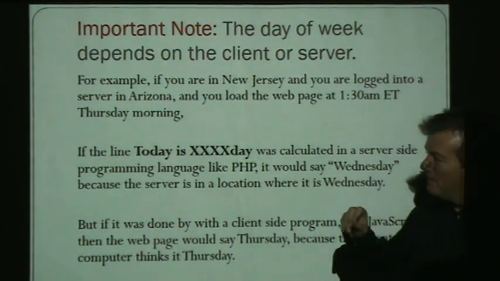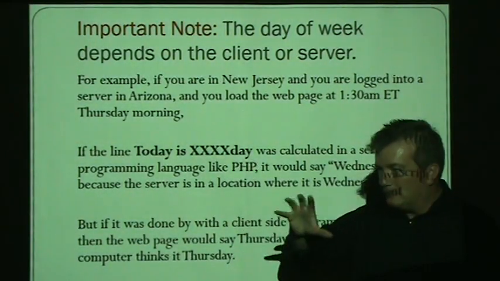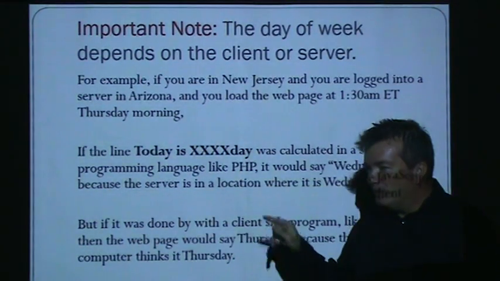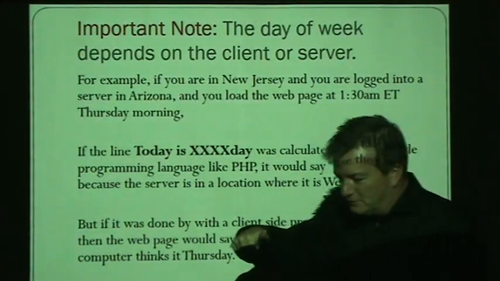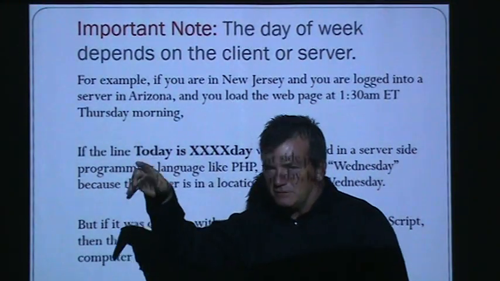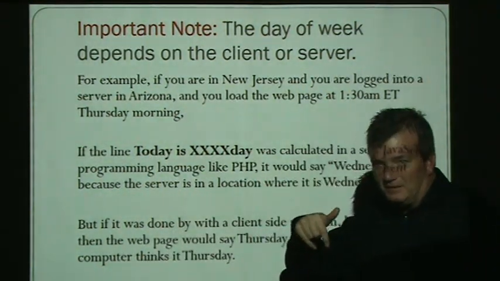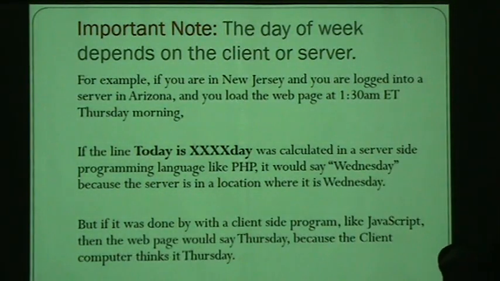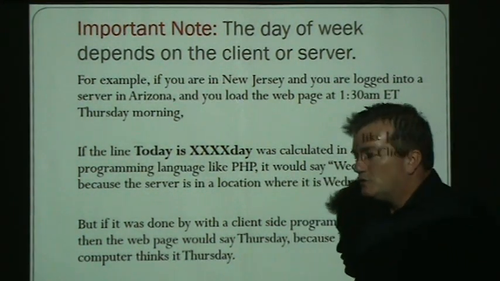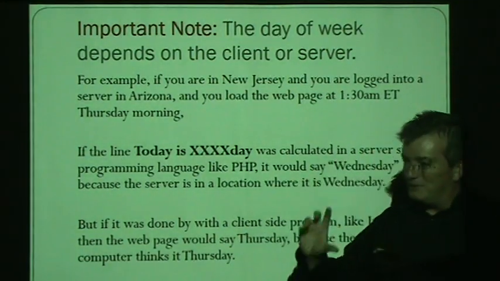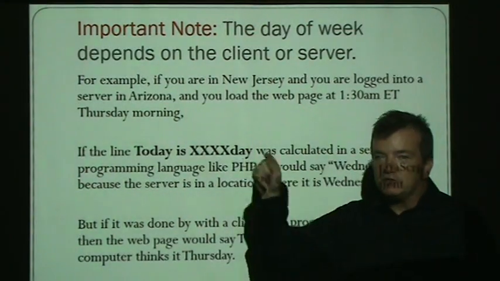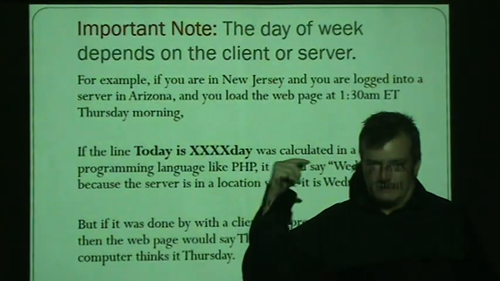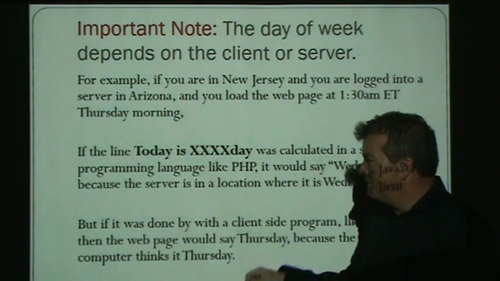Okay, so anyway, if you had server-side code that calculated what day it is, and you went to the web page at 1:30 a.m. in New Jersey, what day is it in Arizona at 1:30 a.m. in New Jersey? If it's Thursday morning, it's Wednesday night there. So if you had a web page that used server-side programming to figure out what day it is, it's going to ask the server in Arizona, what day is it? The server's going to say it's Wednesday. And you're going to see Wednesday.